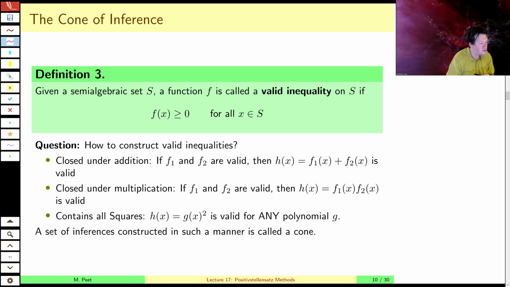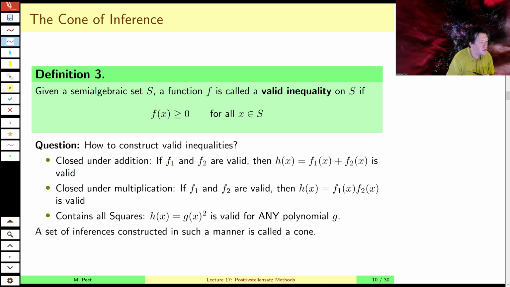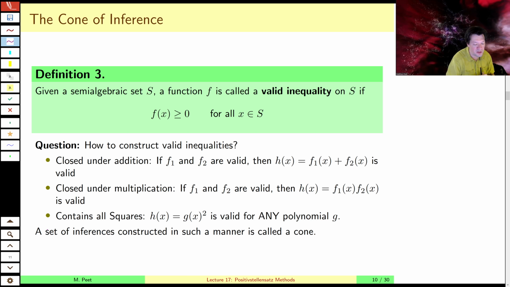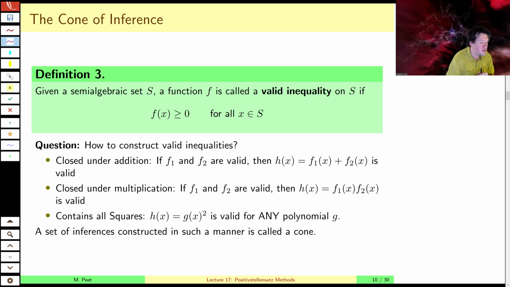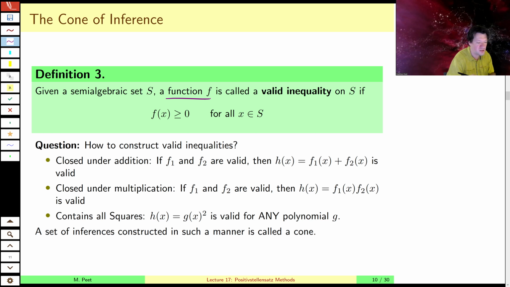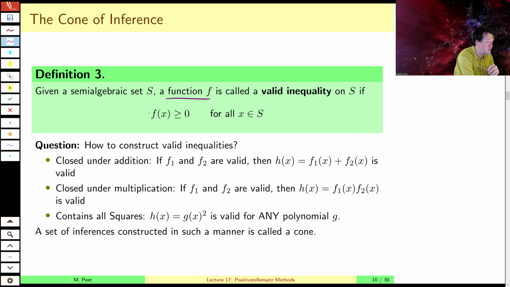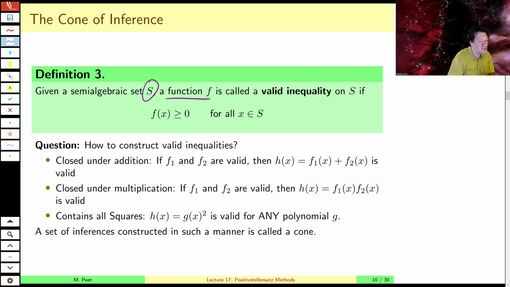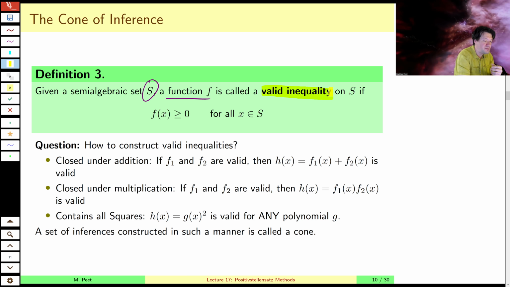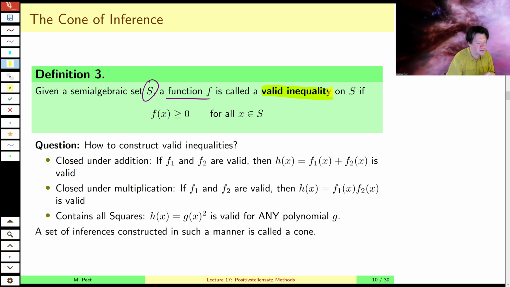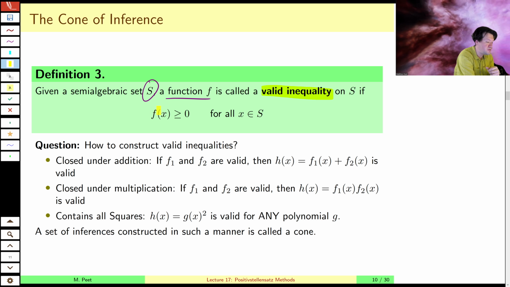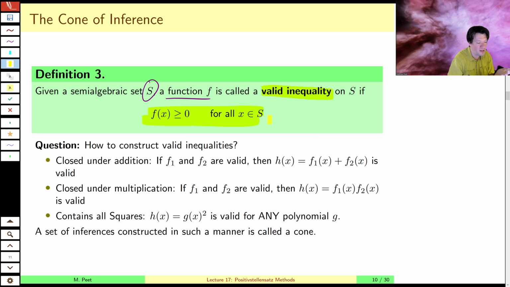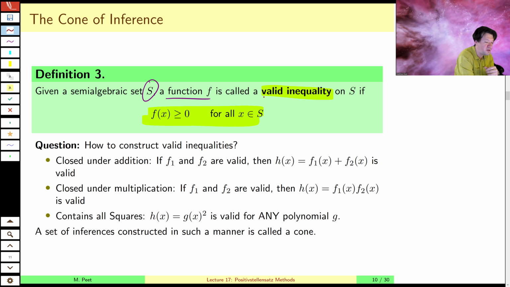So let's start by defining a few things. Let's make that question that we posed on the previous slide quantitative. We'll consider a function to be a valid inequality, just by definition, if it's positive on a set. So given a set, a function is a valid inequality if it is positive on the set, which is obvious, but we should go ahead and state it anyway. We haven't defined rigorously what a valid inequality is, so there it goes.